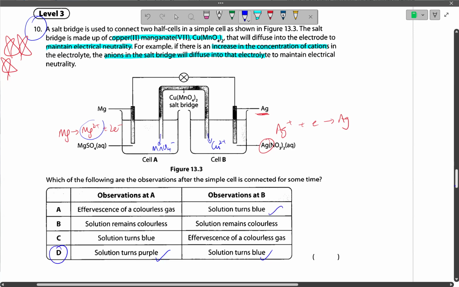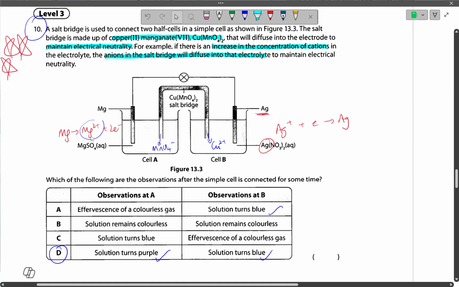The answer is D. All right. So actually, this is a very simple question. If you read the question carefully, you know that when there is an increase in positive ion, then my negative ion will come in. If there's a decrease in positive ion, then my positive ion will come in. So inside the bridge is only one positive, one negative.